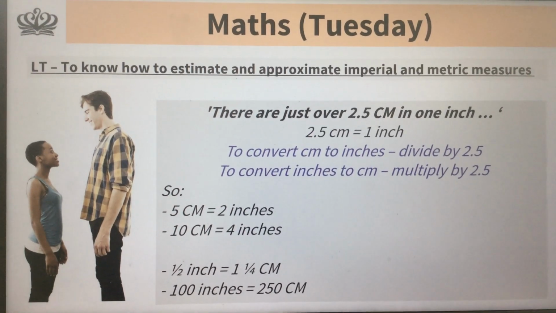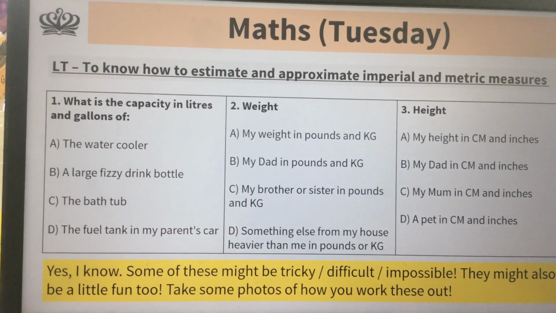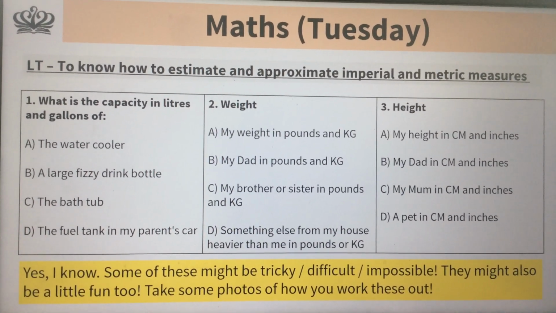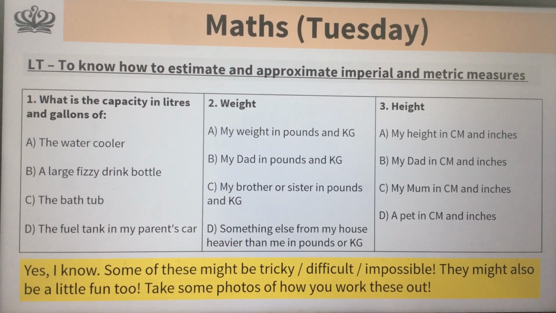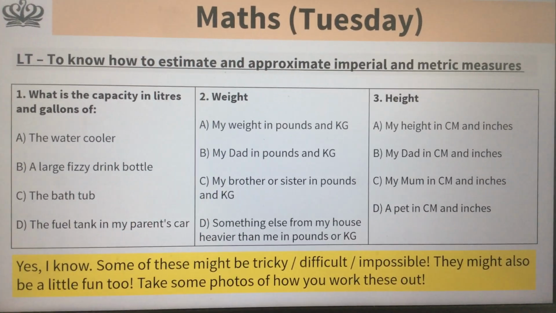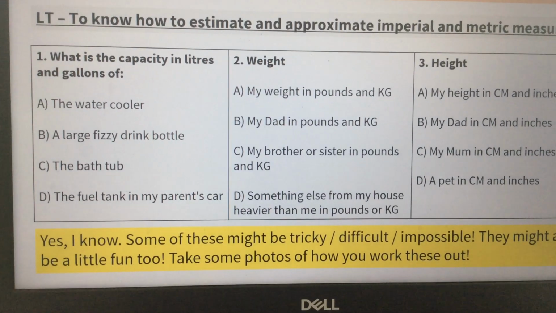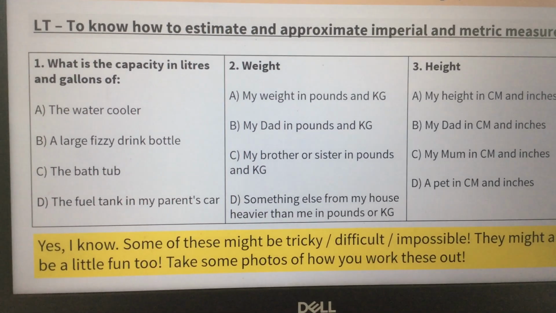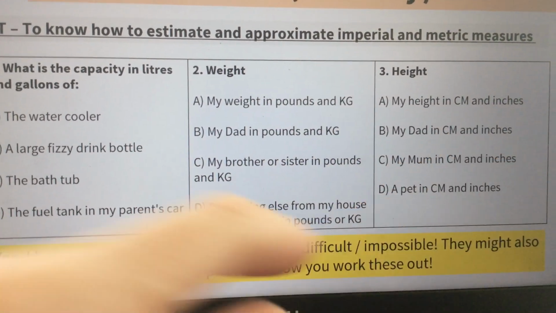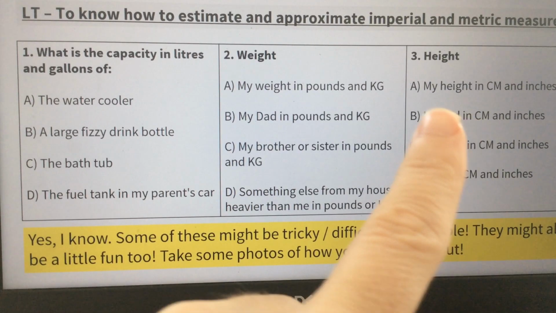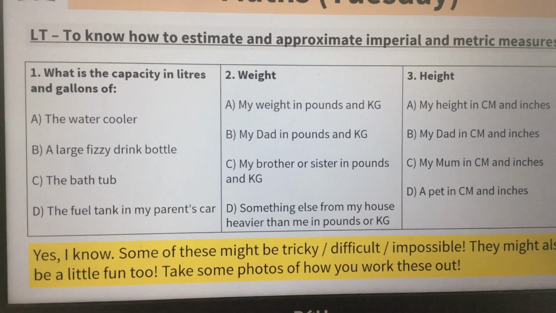Now, your task today should be a bit of fun. It says at the bottom, yes, I know some of these might be tricky, difficult, or impossible. They might also be a little fun too. Take some photos of how you work these out. So what we want you to do is in the 3 different areas, we want you to find some different capacities, weights, and heights, and find them in litres and gallons, pounds and kilograms, centimetres and inches. So you can work through all of these. Don't forget you'll need to estimate a bit as well.